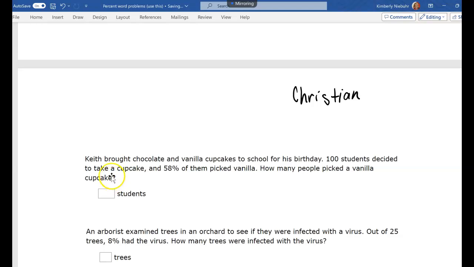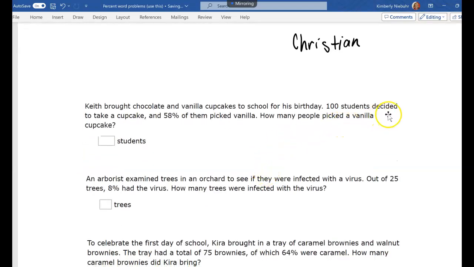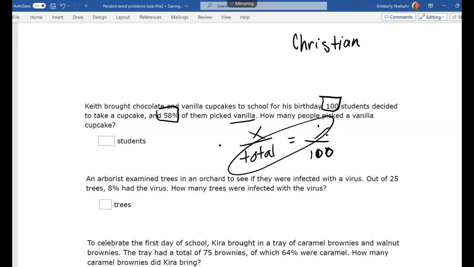There's more questions. Keith bought chocolate and vanilla cupcakes at school for his birthday. 100 students total decided to take a cupcake. 58% of them picked vanilla. 100 students total. Remember percent over 100. Set that equal to the total. Solving for x, cross multiply, and divide.